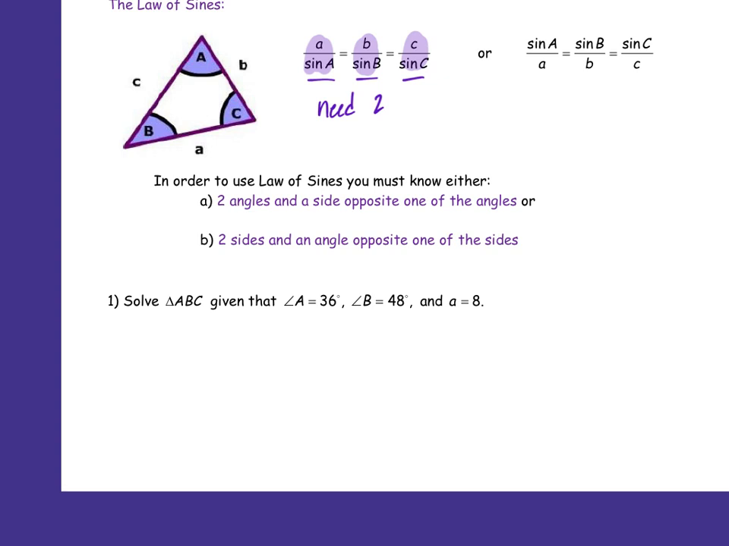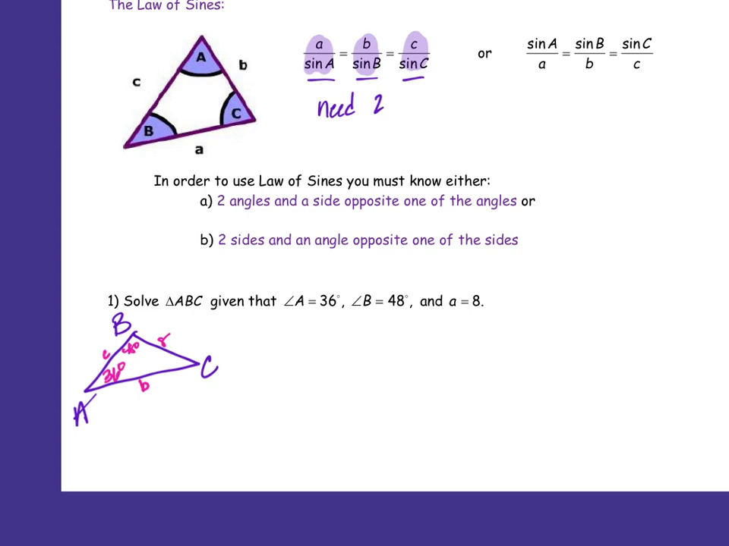So, draw a triangle, and it doesn't have to be perfect, okay? So here's A, B, and C, and then I'm going to draw in all my little pieces so I kind of know what it is. So angle A is 36 degrees. Angle B is 48 degrees, and side a is 8. And then I have side b and side c. Side b is opposite angle B, side c is opposite angle C.